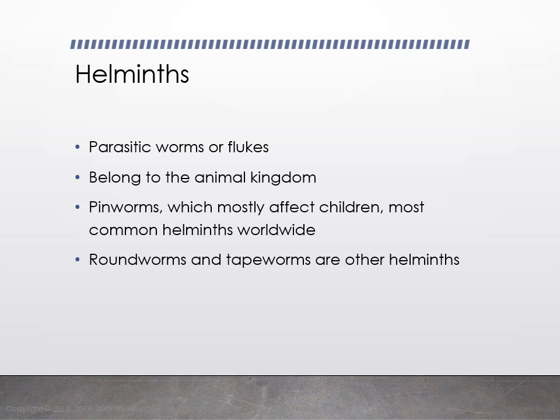Helminths, parasitic worms or flukes. So they belong to the animal kingdom. Pinworms are the most common helminths worldwide. These most commonly affect children. And roundworms and tapeworms are other types of helminths or worms. So helminths are transmitted by ingesting a fertilized egg or by larvae penetrating through the skin or mucous membranes.